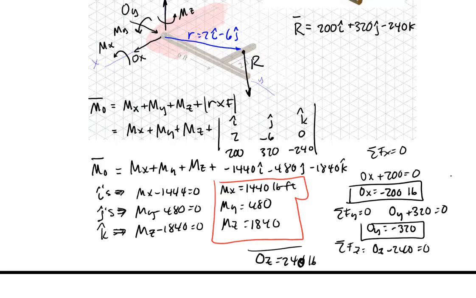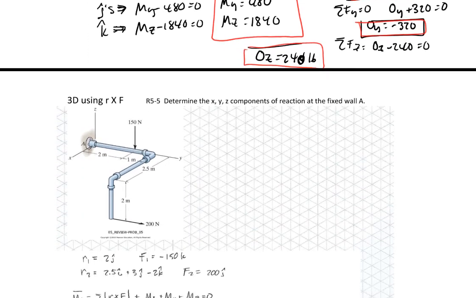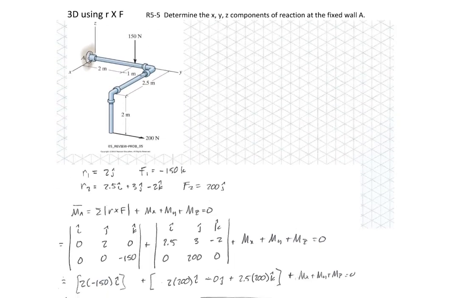Okay, so I think you've got the process here. This is the way that you do it. Sum the moments about a point using the cross product, and then sum the forces in all three directions, and you should be able to get to the solution answers here. All right, let's do this other one. Here I have a different pipe. We're going to try this again using r cross F.